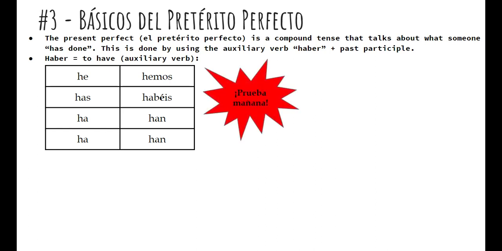And sure enough, we'll have a quiz on this as well. So we will have a quiz on those irregular past participles, as well as you'll have to fill out this conjugation chart for haber.